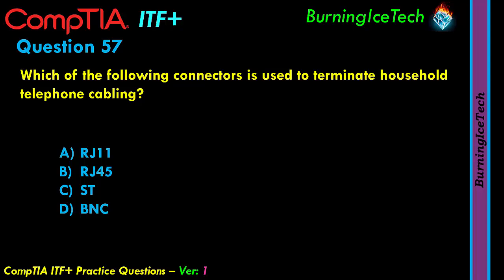It's RJ11, folks. And RJ11 is used for telephone lines. RJ45 is used for normal network cables, your LAN cables. In other words, Cat5, Cat6, 7, and 8. ST is straight tip. That's used for fiber optic cables. And B and C is normally used for coaxial cables. I'm probably butchering that name, but that's used for the old legacy kind of cables, coaxial cables. We don't really use those anymore. So, yeah, the answer is A, guys.